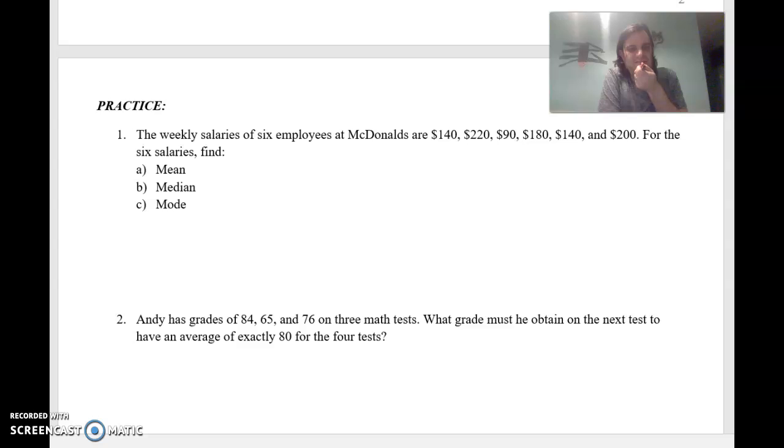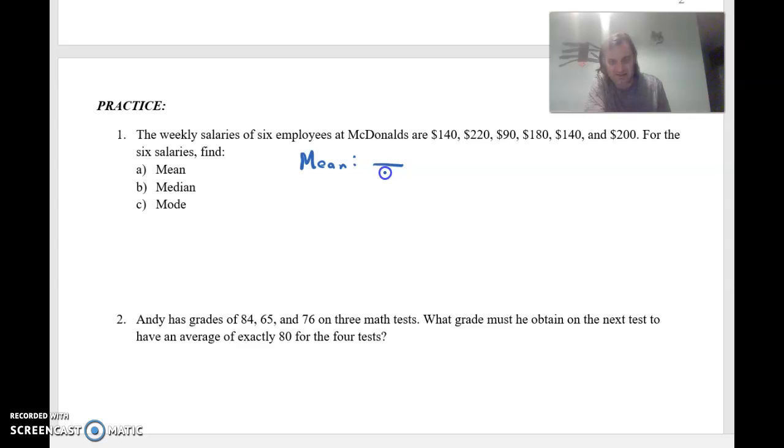The first one: the weekly salaries of 6 employees at McDonald's are, in dollar form, 140, 220, 90, 180, 140, and 200. For the 6 salaries, find the mean. Okay? So the first thing we're going to do is find the mean.